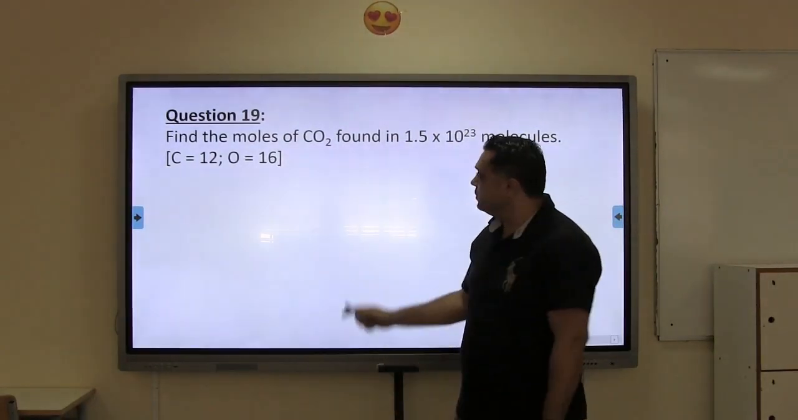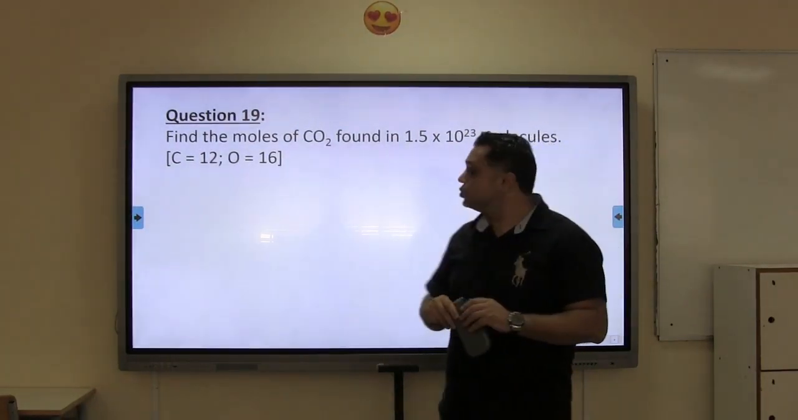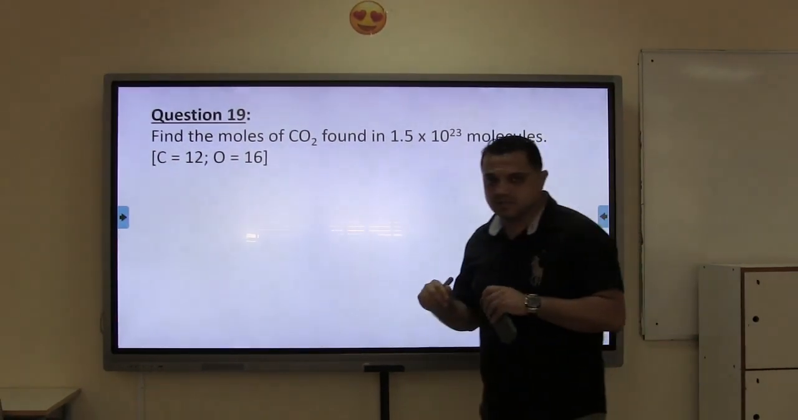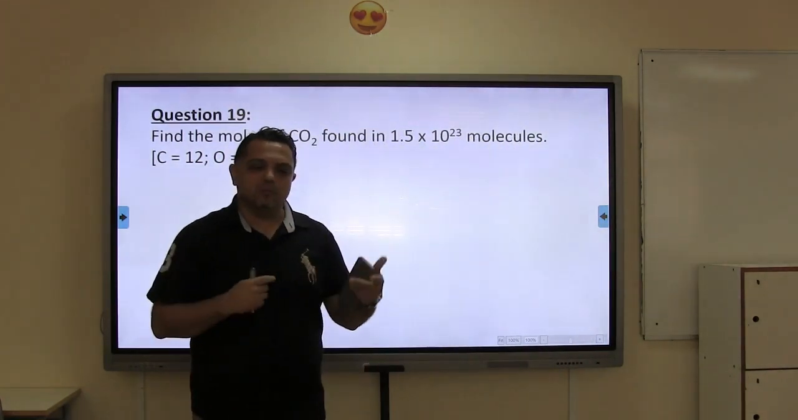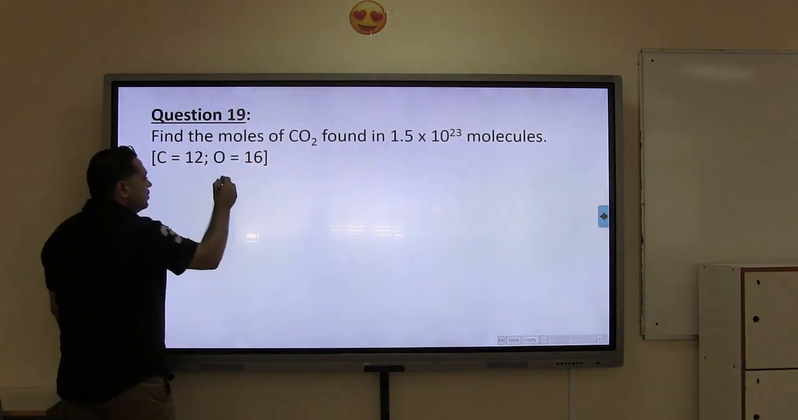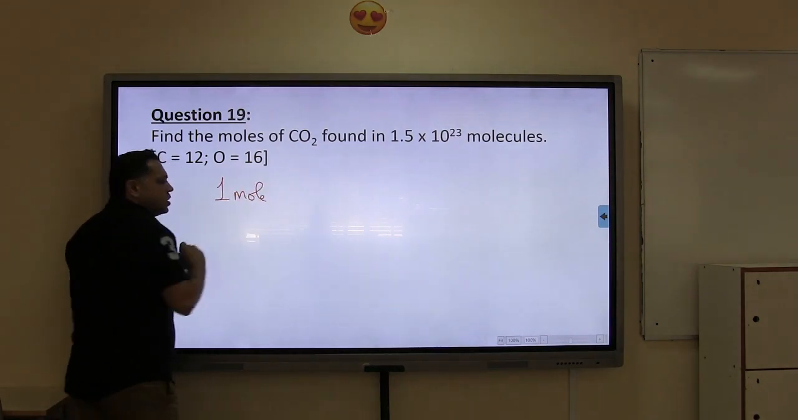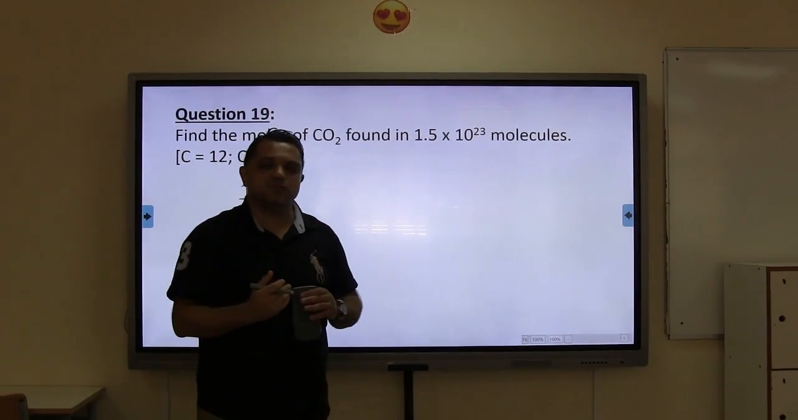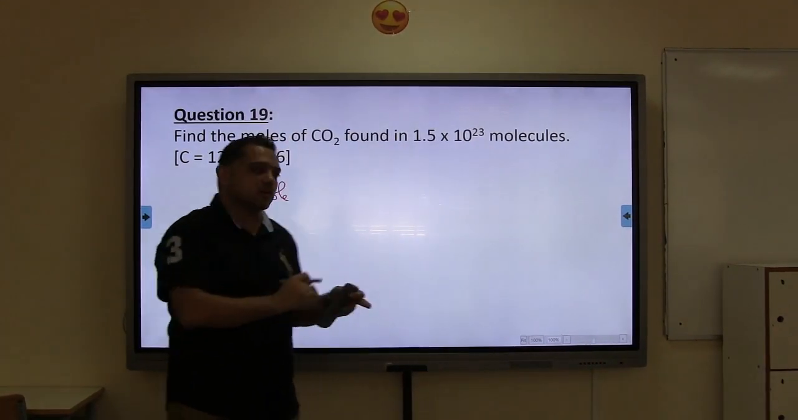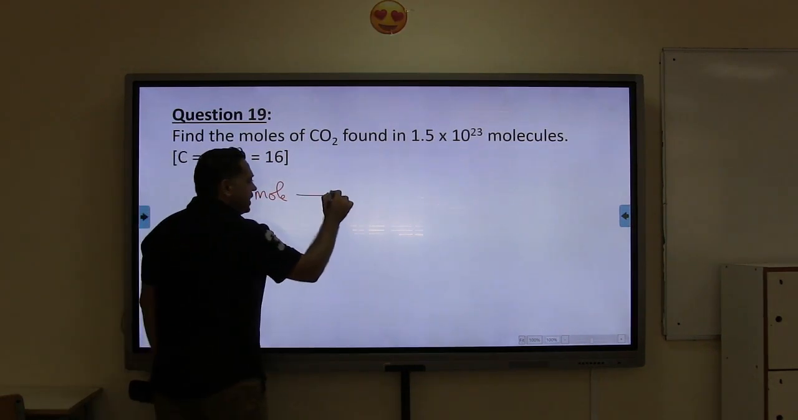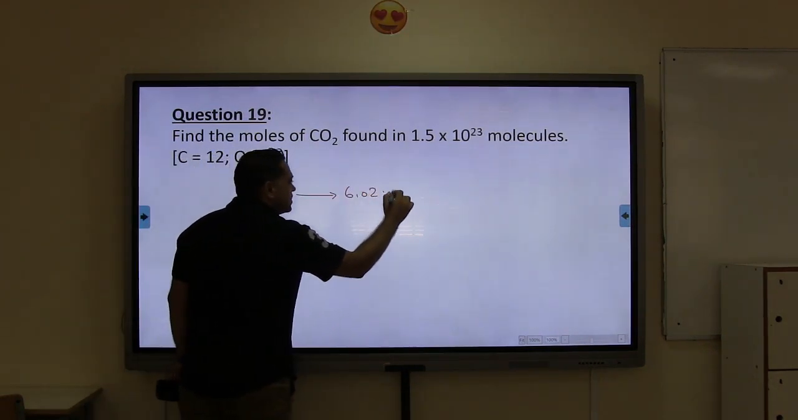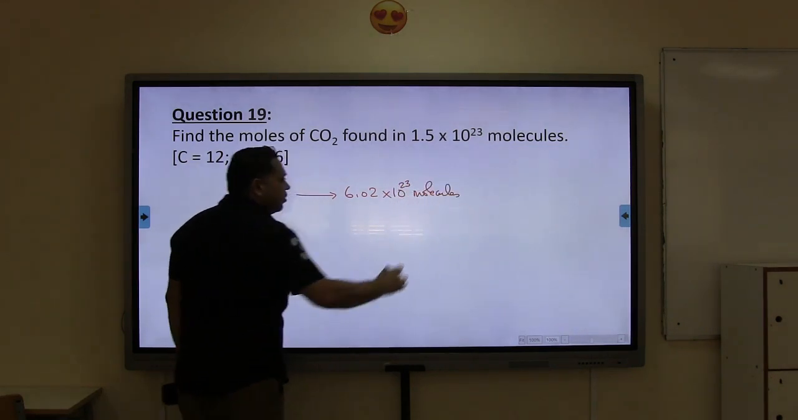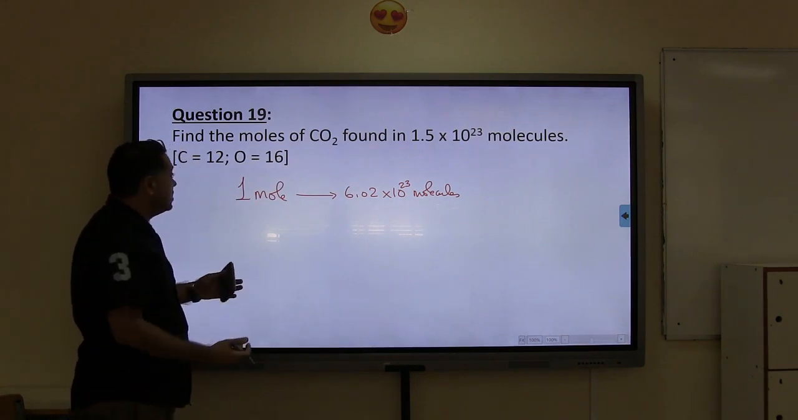In the last question here, we need to find the moles of CO2 found in 1.5 times 10 to the power 23 molecules. Of course, we have a relation between moles and molecules. We know that every 1 mole contains Avogadro's number of particles. So 6 times 10 to the power 23, whether atoms or molecules, okay? So every 1 mole contains 6.02 times 10 to the power 23 molecules, or particles in general.